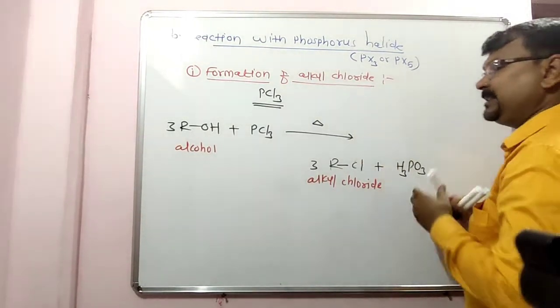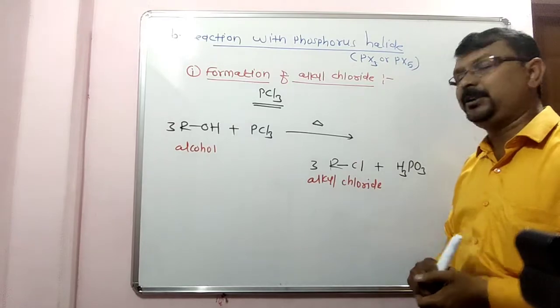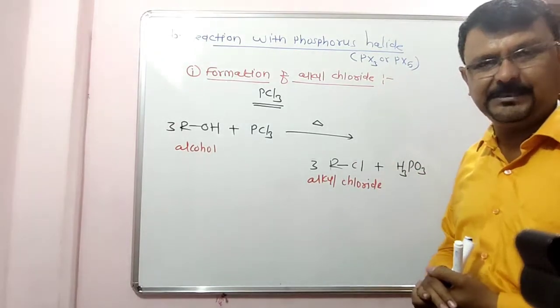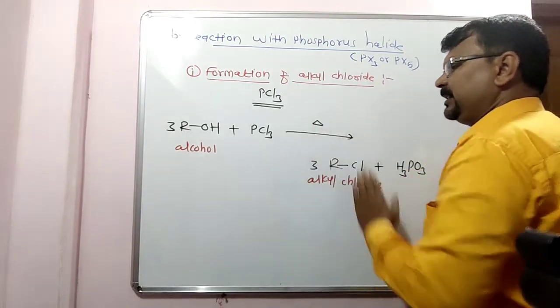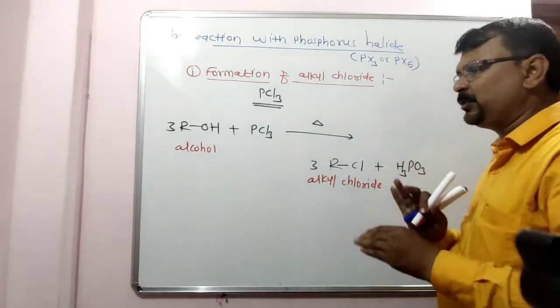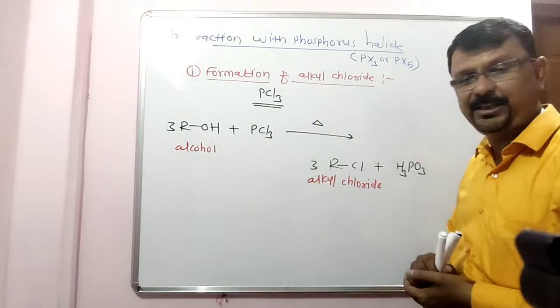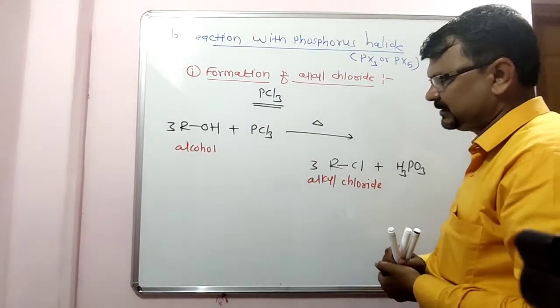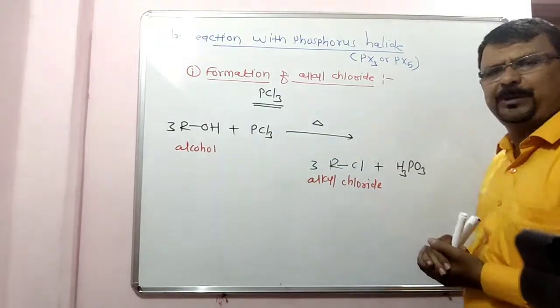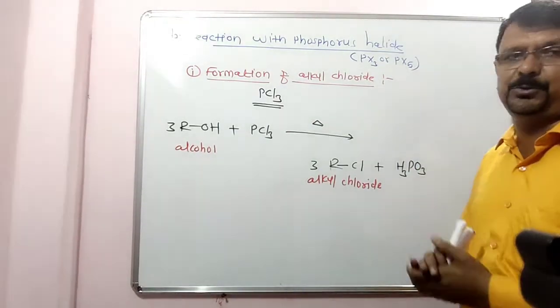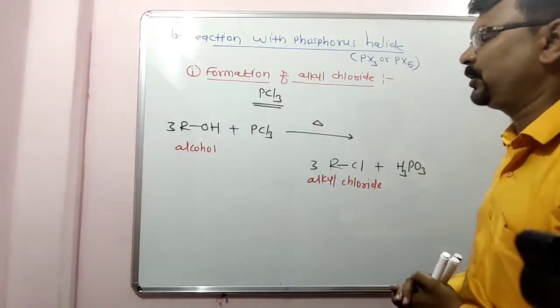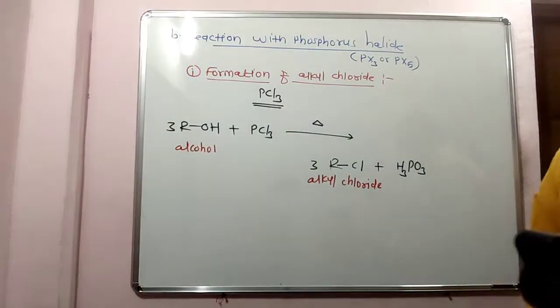Look here, PCl3 is more stable. Hence, PCl3 gives the product directly during the reaction. Correct? Yes. Reaction type: nucleophilic substitution reaction. Okay. Look here, next question.